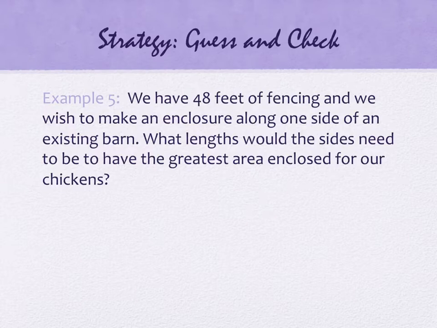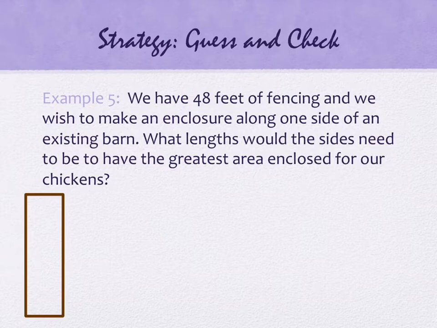We have 48 feet of fencing, and we wish to make an enclosure along one side of an existing barn. What lengths would the sides need to be to have the greatest area enclosed for our chickens? So, the first thing I would suggest is that we do make a portion of this as a drawing. It's talking about a physical object, right? A barn. So let's just draw a barn. There's my barn.